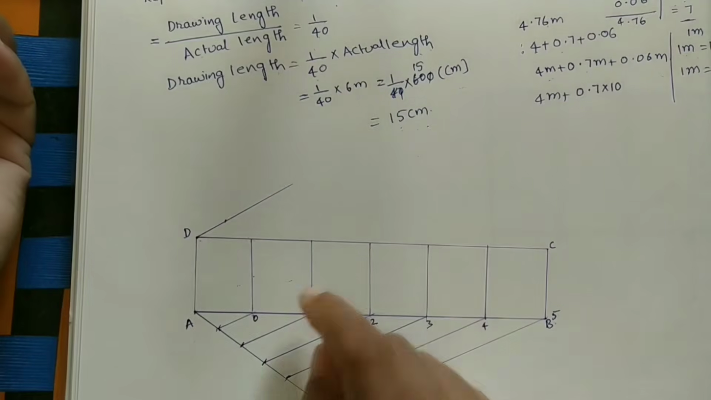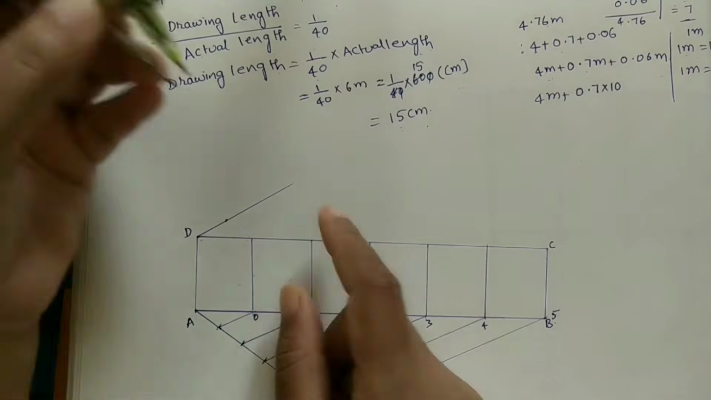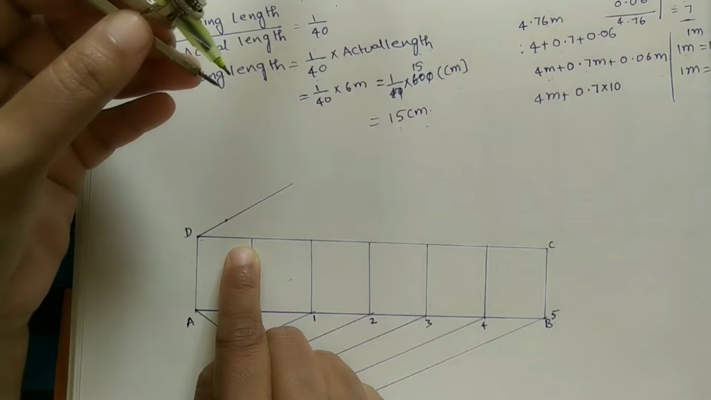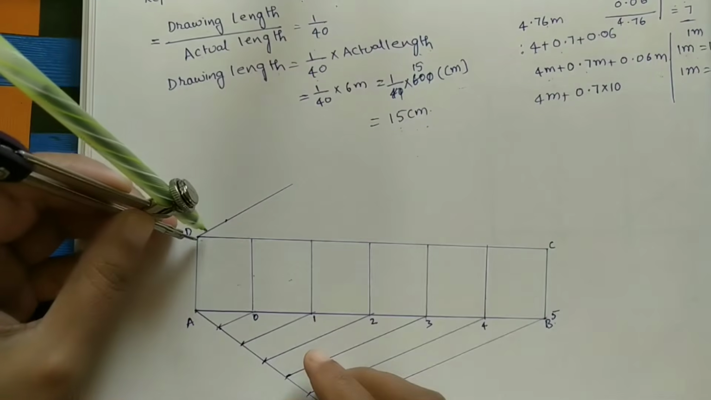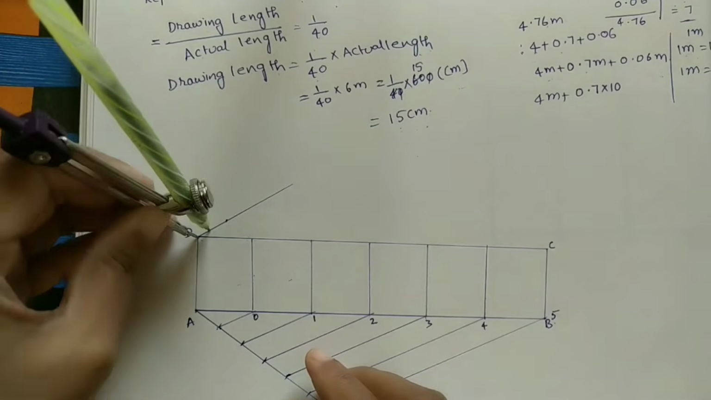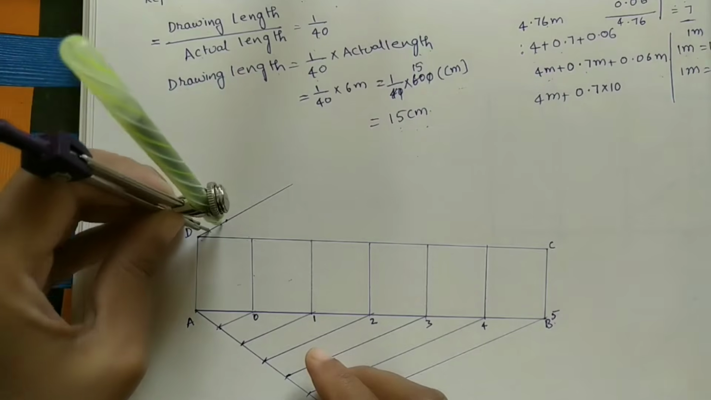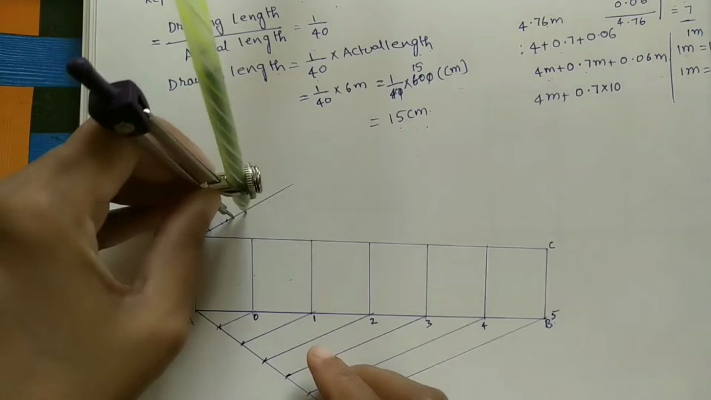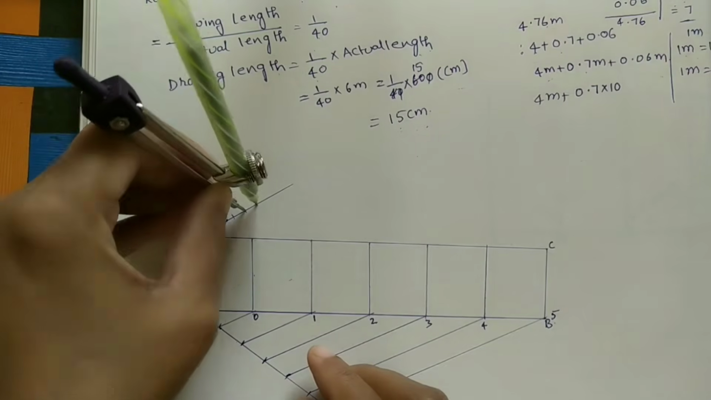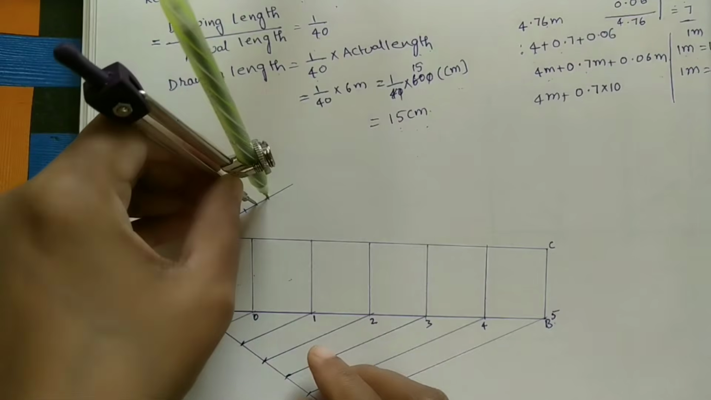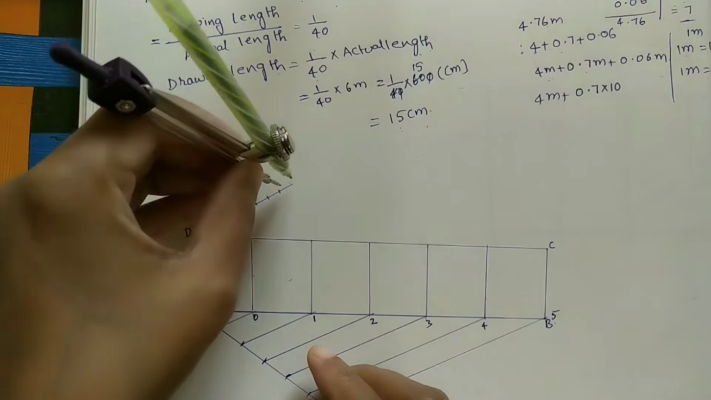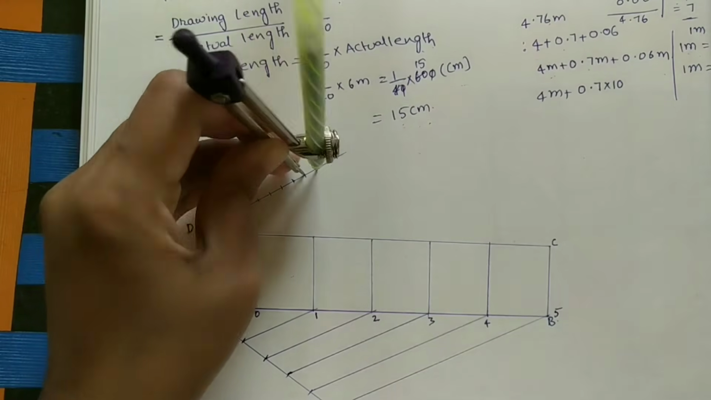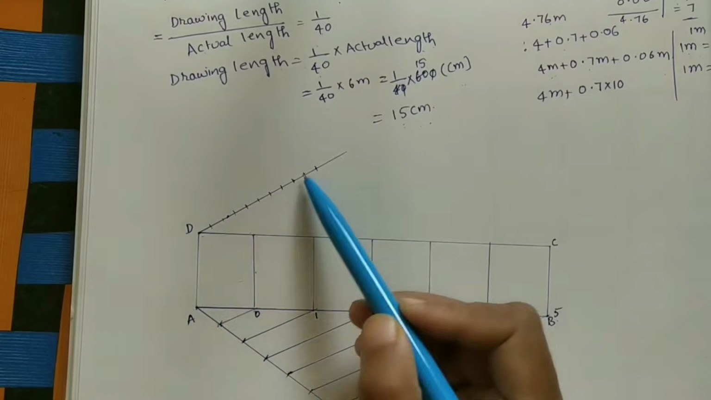After getting the inclined line, divide this line into 10 parts. Okay, take the small radius because we have to divide this small length into 10 parts. Take radius and divide into 10 parts. This is one, first part, second part, third, fourth, fifth, sixth, seventh, eighth, ninth and 10. Here check whether these are 10 divisions or not.